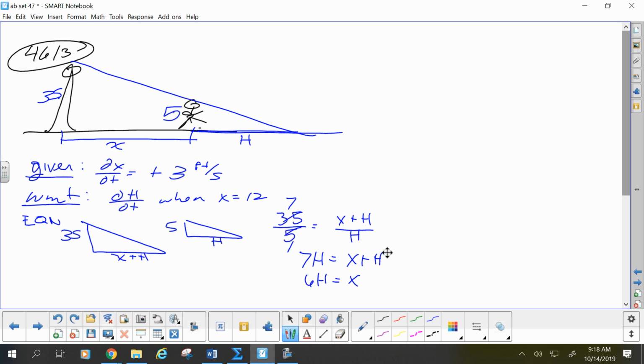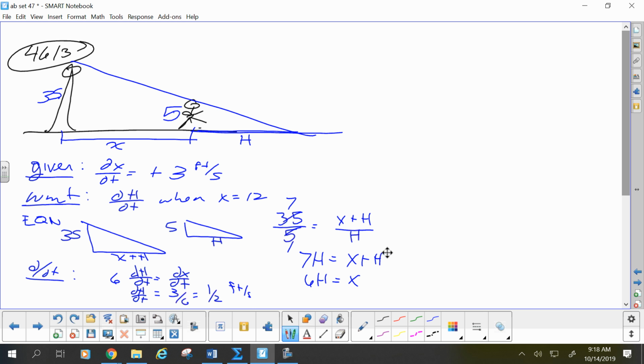Now let's take the derivative with respect to time. What's the derivative with respect to time on the left? 6 dh dt, and the right? dx dt. Now we know that dh dt then is 3 over 6, or 1/2 foot per second. And the shadow is growing at 1/2 of a foot every second that passes at that point. Okay?